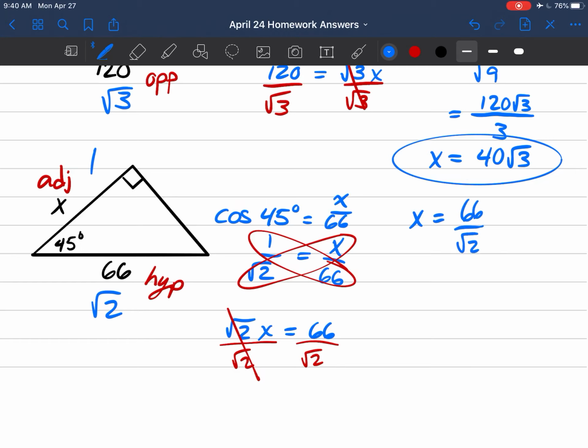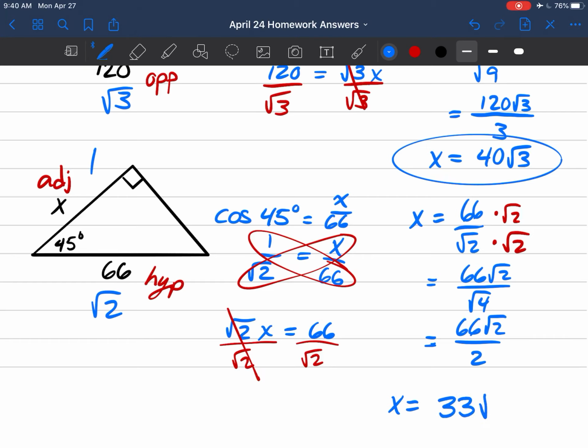But remember, you have to simplify these. You cannot just leave it how it is. Just multiply by whatever's on the bottom. So multiply by square root of 2, square root of 2 on the top also. So 66 square root of 2 on the top, and on the bottom, square root of 2 times square root of 2 is square root of 4. And square root of 4 simplifies to be just 2. And then the 2 is going to divide the 66 since they're both outside of a root. So your final answer is going to be x equals 33 square root of 2.